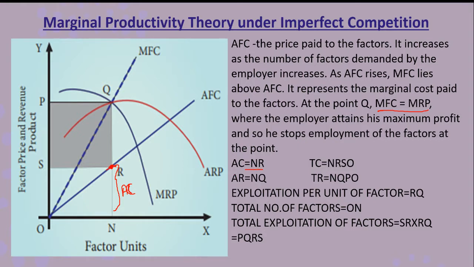So what is your average revenue? Here the ARP curve is the average revenue. So your average revenue is NQ. What is your average cost? Your average cost is NR and your average revenue is NQ.